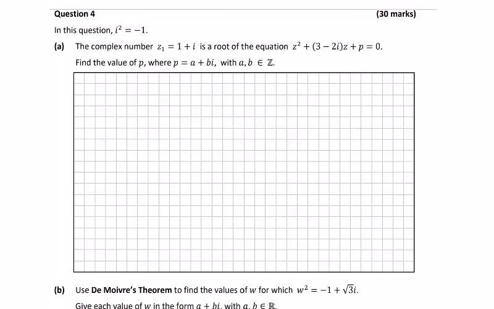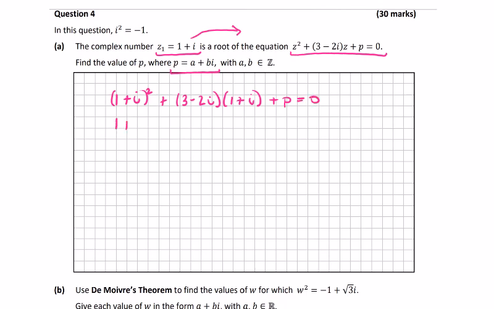Question 4, we have complex numbers. z equal to z1, which is 1 plus i, is a root of this equation. Find the value of p. So let's sub in the root, see what we get. 1 plus i for z, so (1 plus i) squared, plus (3 minus 2i) by (1 plus i), plus p is equal to 0.